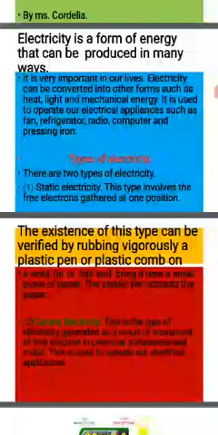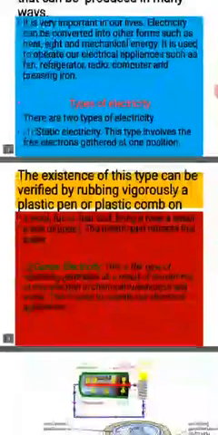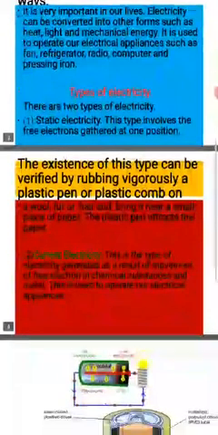List 3 electrical appliances that can be operated by electricity. Emmanuel. Radio, good. Computer, yes. Refrigerator, very nice. Mention 3 methods of generating electricity. Sophia? Good. We generate electricity by friction, good, by magnets, and by chemicals.